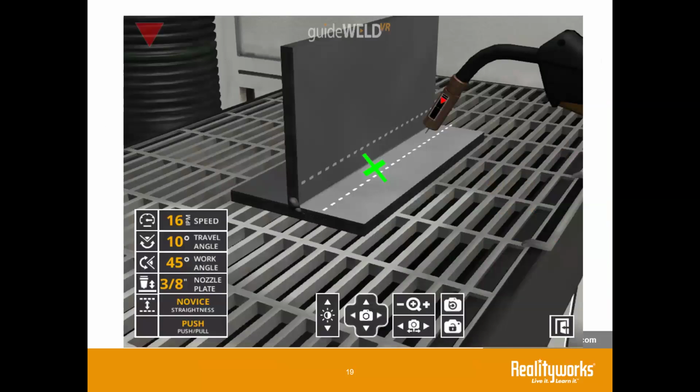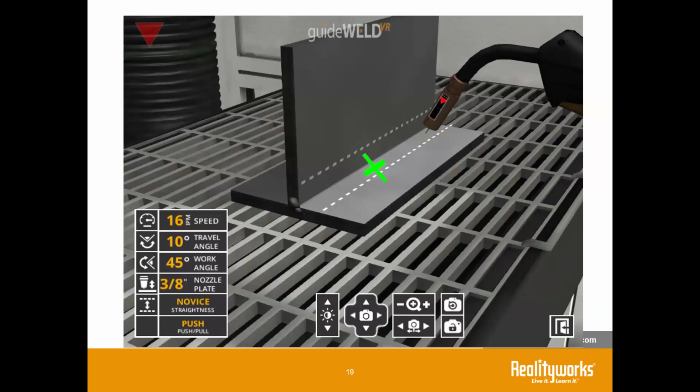So you have a speed guide, a plus or minus, making sure that you're going not too fast, not too slow, but the right speed. A travel angle guide, allowing you to make sure that your travel angle is not too high or too low. A work angle, which is side to side, making sure that it is the correct angle as well. And then a nozzle to plate distance, making sure that you're not too close and not too far away with the gun, either the stick or the MIG gun. And then also straightness, making sure that you're actually penetrating and doing the weld as you should be.